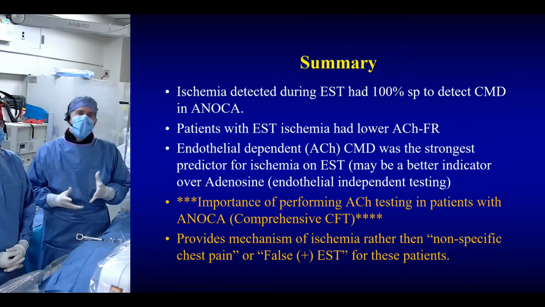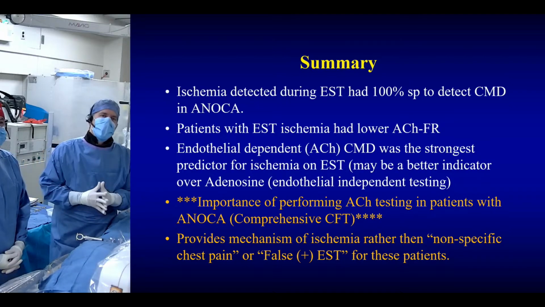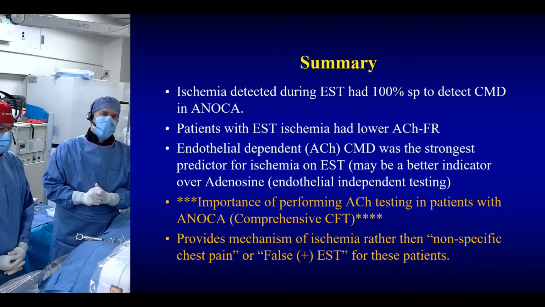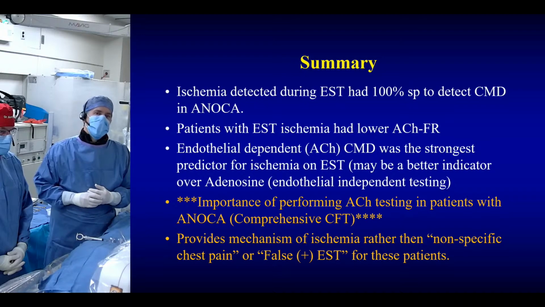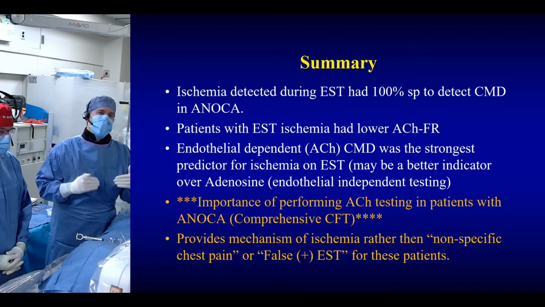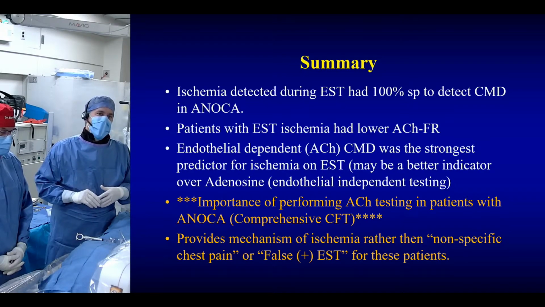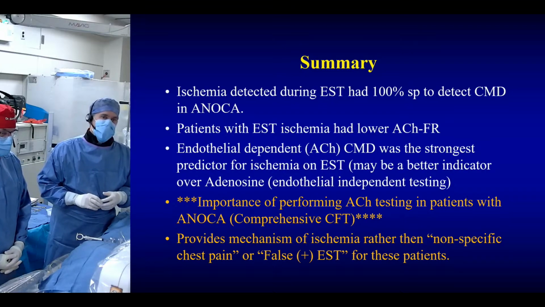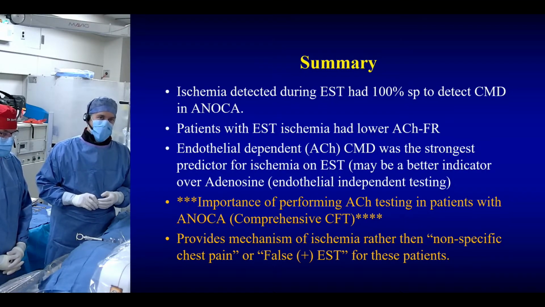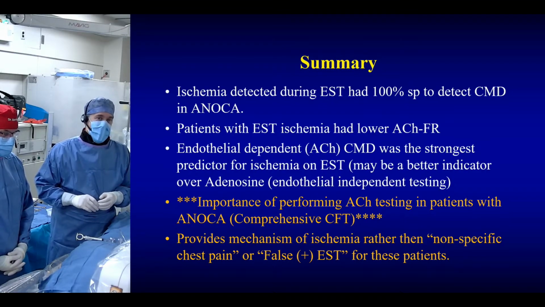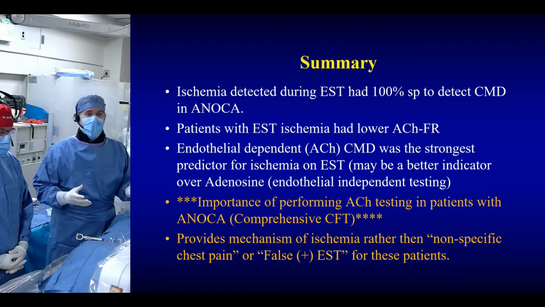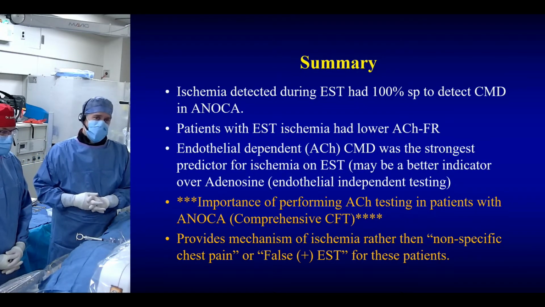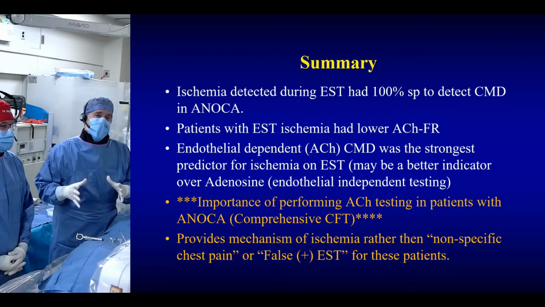So in summary, the ischemia detected on an exercise stress test had 100% specificity to detect CMD and ANOCA. The patients with an EST ischemia had lower acetylcholine flow reserve. The endothelial dependent CMD, that's the acetylcholine, was the strongest predictor on the exercise stress test. And this actually may be a better indicator of microvascular dysfunction over the endothelial independent testing, which is the adenosine. And I think that's why it's so important.